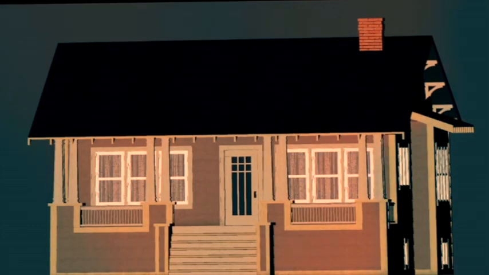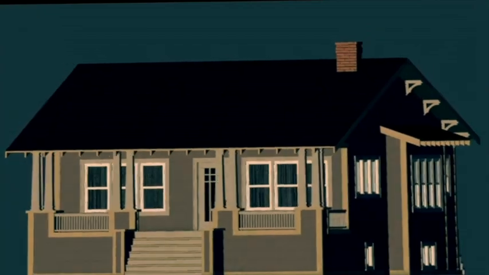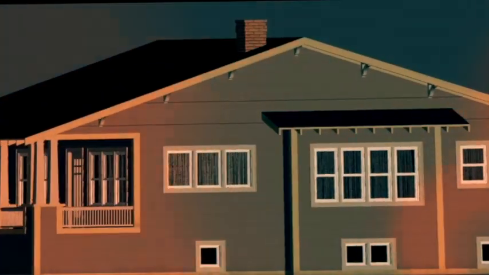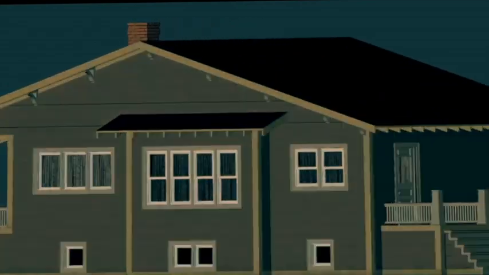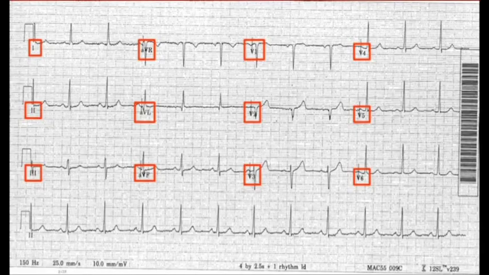So even though we are looking at the same house, by looking at that house through different windows, we get a different perspective on what's going on inside the house. The same is true with the heart. By looking at the heart through 12 different leads, we are able to get a different perspective on what is going on in different walls of the heart.